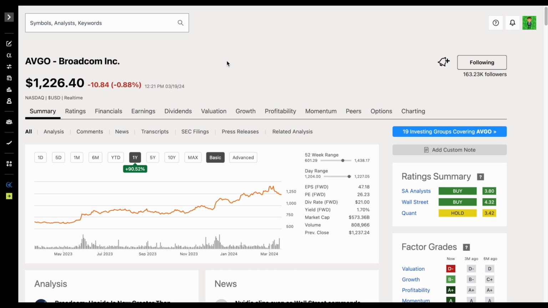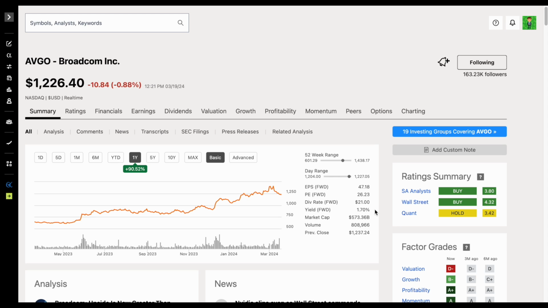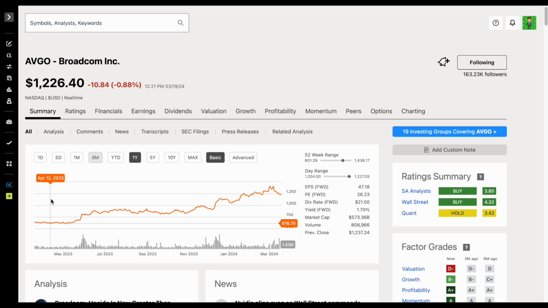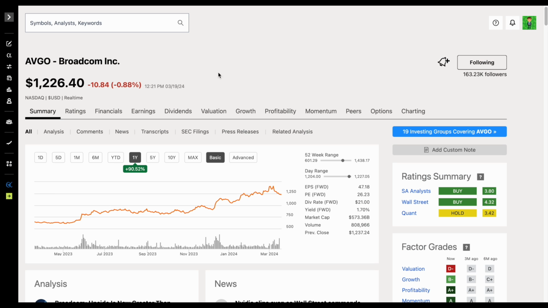Broadcom is a company that has seen phenomenal returns over the past decade, and over the past year, it's up around 90.52%. Now, Broadcom is a company I own in my personal portfolio, and when I originally bought in, the yield was above 3%. But the reason the yield is so much lower now is because the company has seen such a run up in the price. And we have to remember that the additions and removals to SCHD are not picked by the fund's managers, but by the algorithm that they use. And we have to remember that the algorithm only considers securities in the top 50% by dividend yield after filtering for 10 consecutive years of dividend payments. And because of that filter, it removed Broadcom from the fund.